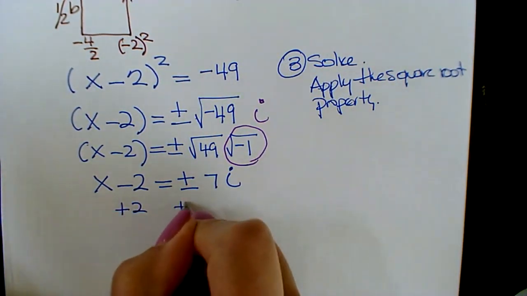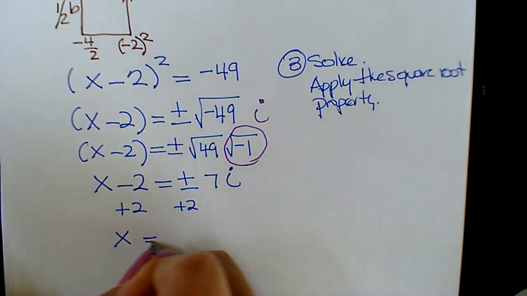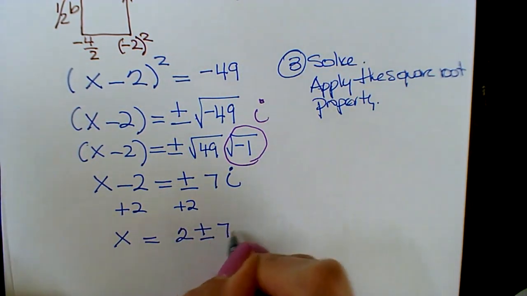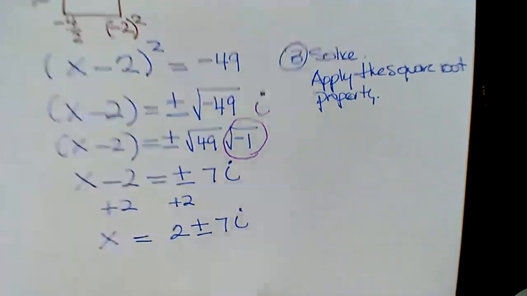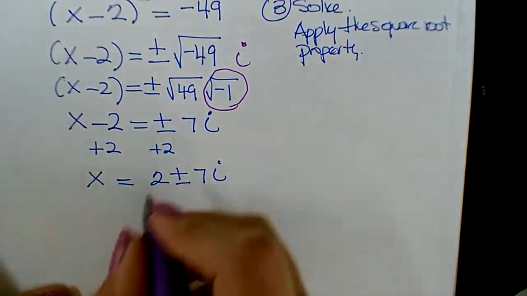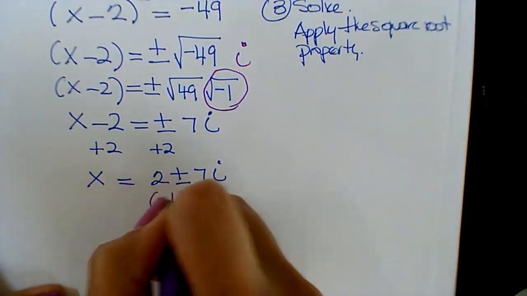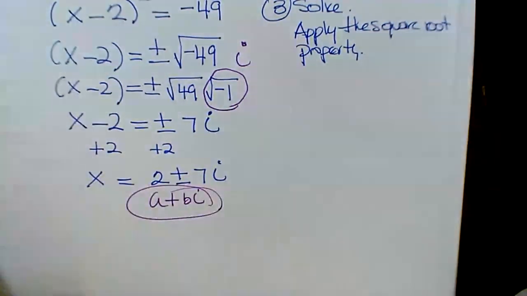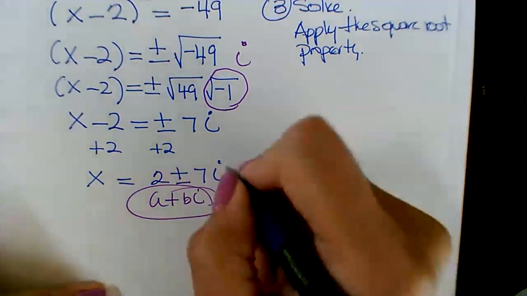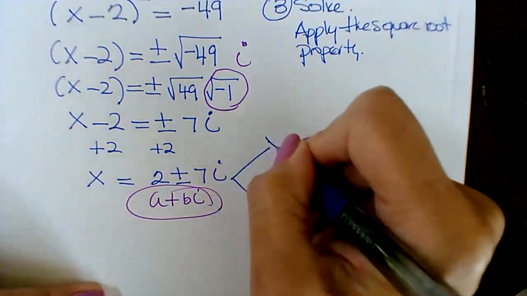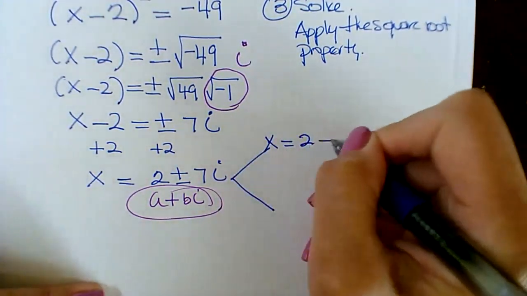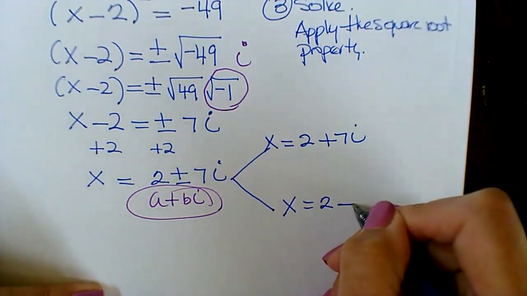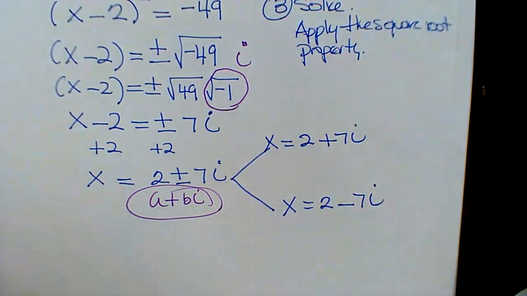I need to add the 2. So x is going to be equal to 2 plus or minus 7i. This is the standard form. It needs to be this way. But we're going to have two answers here. x is going to be equal to 2 plus 7i. And x is going to be equal to 2 minus 7i.